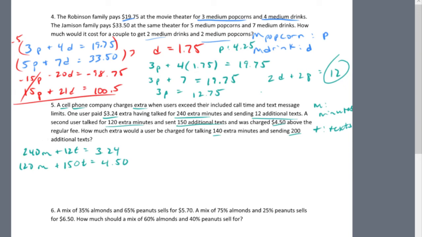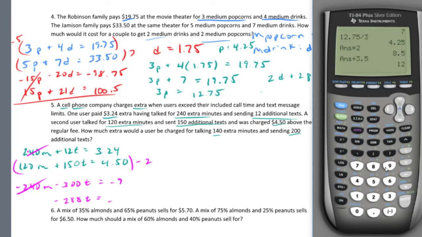All right, so solve using elimination. Multiply this by -2 because 120 times 2 is 240, and you're going to get -240m minus 300t equals -9. I'm adding this equation with this one. These cancel. This gives you -288t equals negative, whatever 9 minus 3.24 is, 5.76. Divide that by 288.